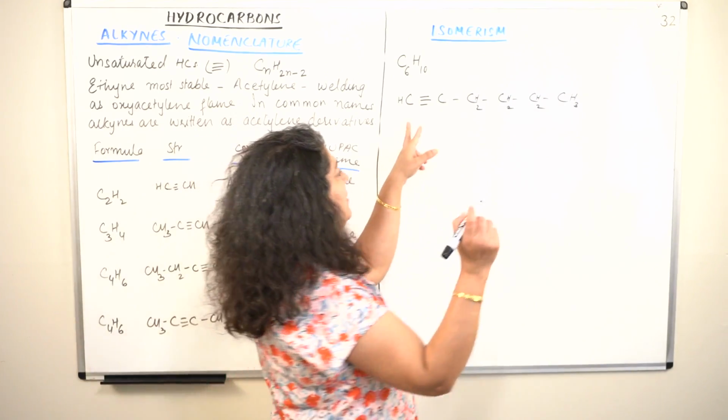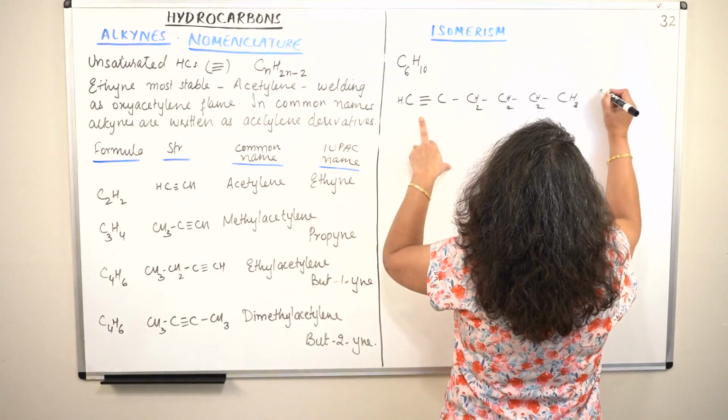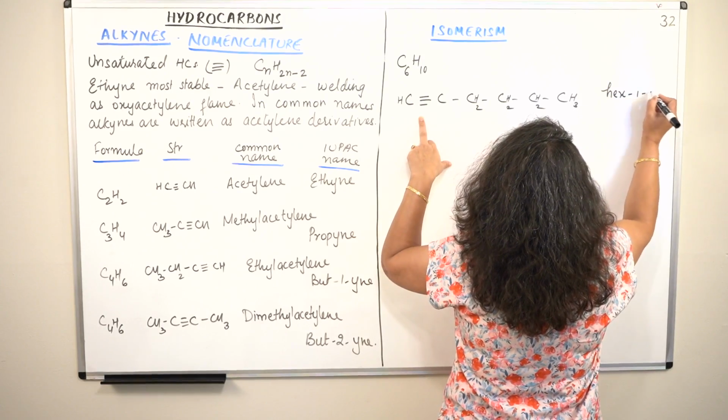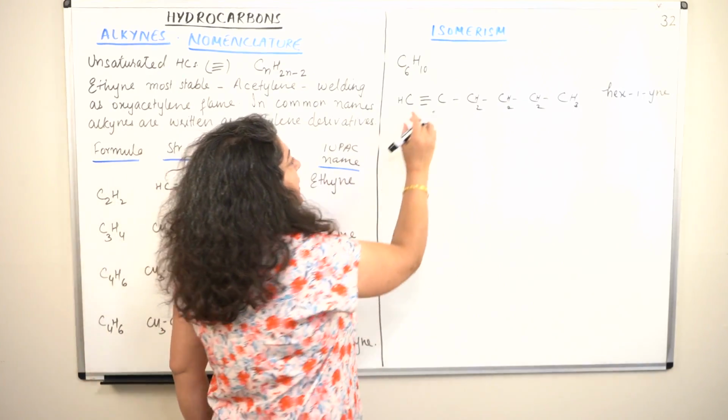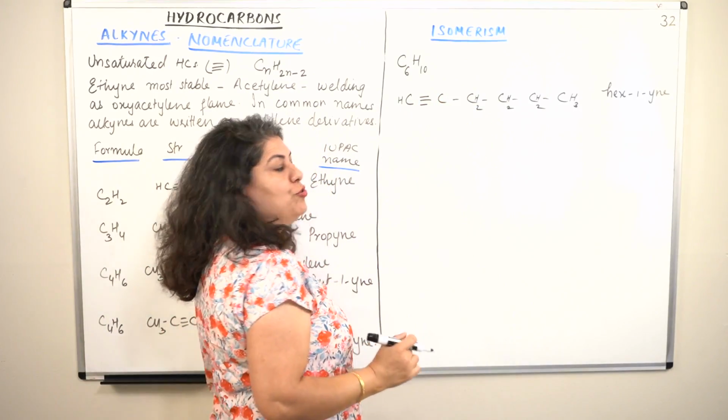How would you name this? This would be hex-1-yne, right? The IUPAC name would be hex-1-yne. Let us now change the position of the triple bond to the second carbon.